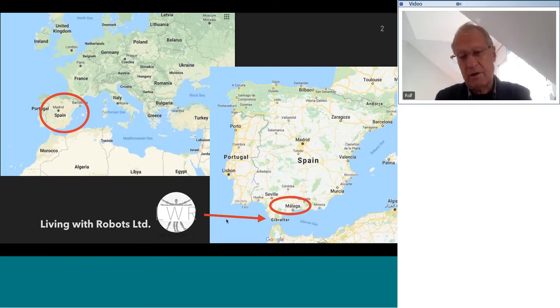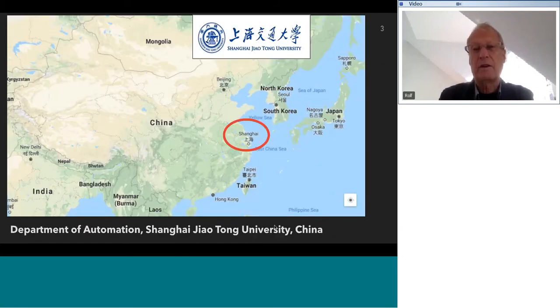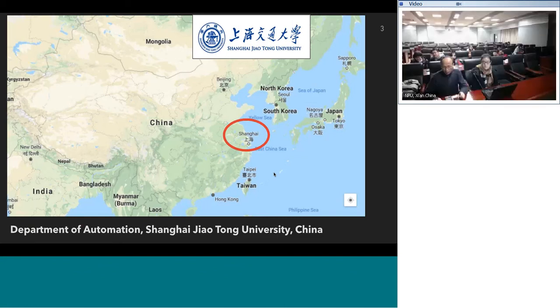Here you can see Gibraltar, and the company Living with Robots, where I'm a scientific coordinator, is registered in the city of Gibraltar, which is actually a UK colony in Spain. I'm also affiliated with Shanghai Jiaotong University, and of course everyone knows Shanghai. I'm also happy that people from China are participating in this conference.